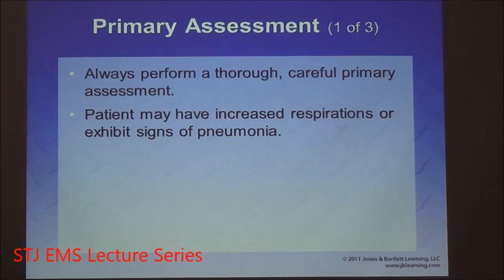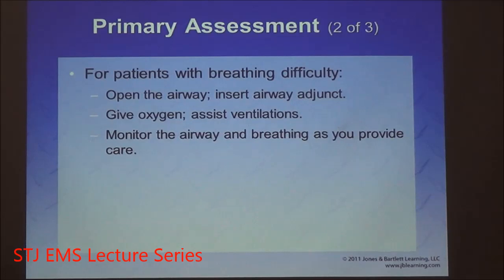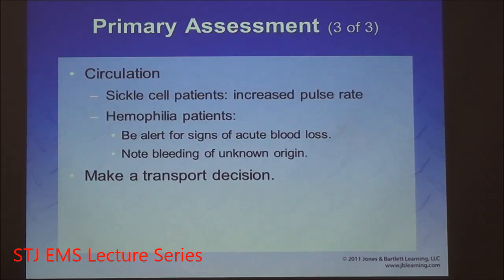Do a thorough ABC primary assessment. Don't get distracted by pain. Make sure that their airway's clear, they're breathing okay, and they're not showing signs of shock. For patients with breathing troubles, open the airway. If they're unconscious, try an OPA. If that doesn't work and there's no sign of head or facial trauma, try an NPA. You want to get the tongue away from the back of the throat. Give oxygen. You may need to assist ventilations and monitor.